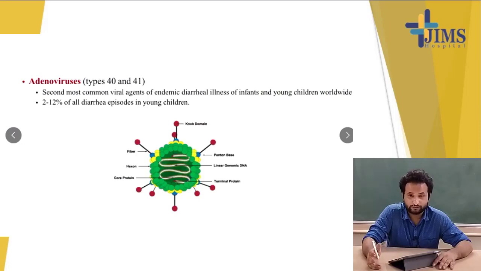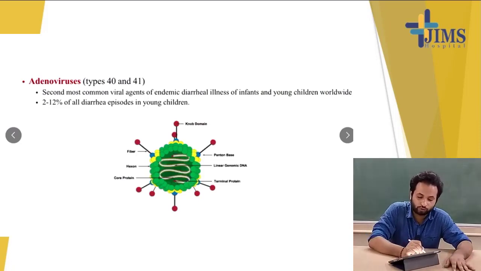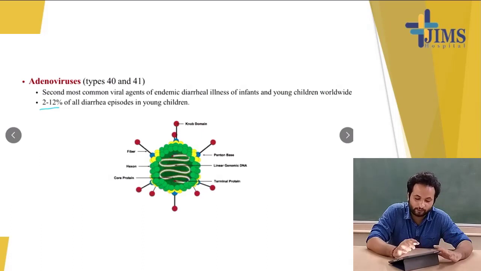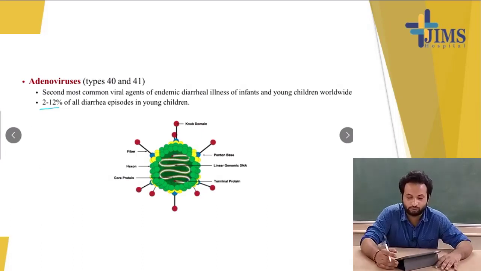Now we come to Adenovirus, which is the second most important cause of viral diarrhea in infants and younger children worldwide. So 2 to 12% of all diarrheal episodes in young children are caused by adenoviruses. So there are 2 types, type 40 and type 41. Details of which have already been discussed by you in the previous classes, so I'm not going into it.